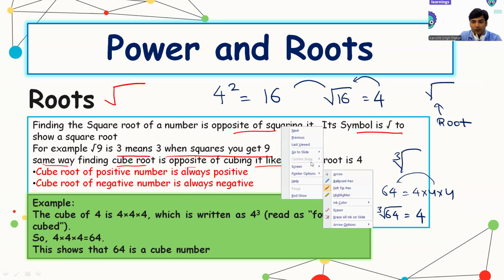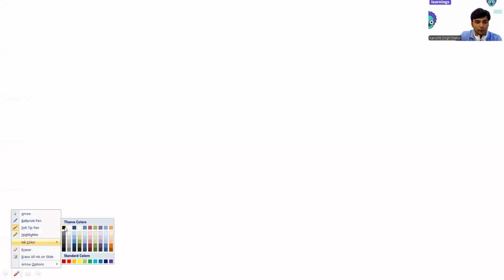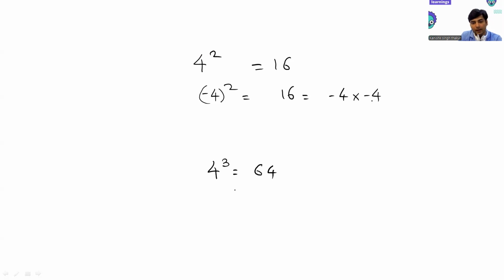Let me tell you. See, suppose I take 4 here. I square it, I get 16. Even negative 4, if I square it, I get again positive 16. Why? Because negative times negative becomes positive, so it's 16 only. But 4 cubed gives you 64. And negative 4 cubed is negative 4 times negative 4 times negative 4. Positive 16 times negative 4 will give you negative 64.